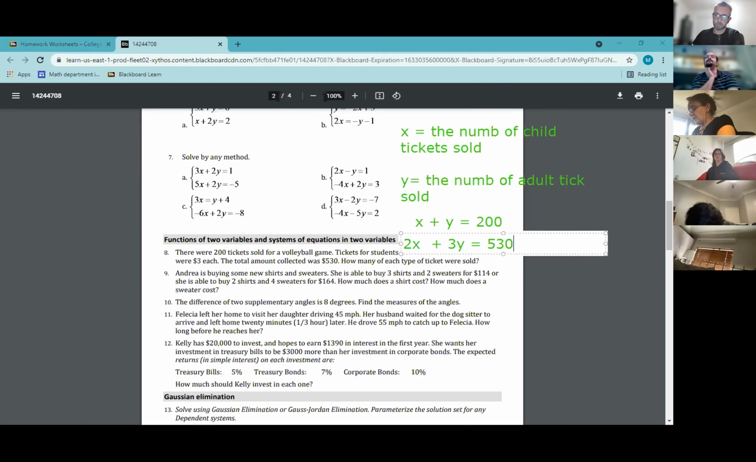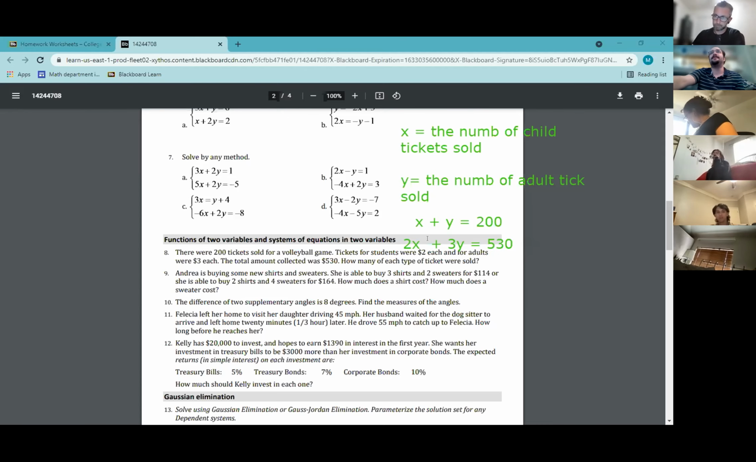Teacher, here it's the 2x plus 3y, which is the 350, right? Yes, 530 is what it is. It's not 350. Okay, 530. And then we have a system of equations. This is the thing that we were doing before, right?